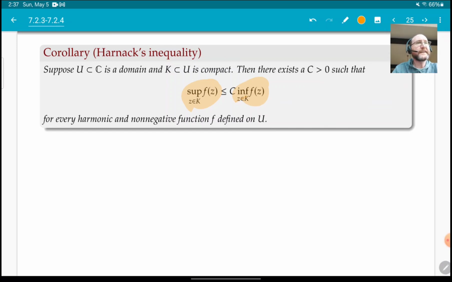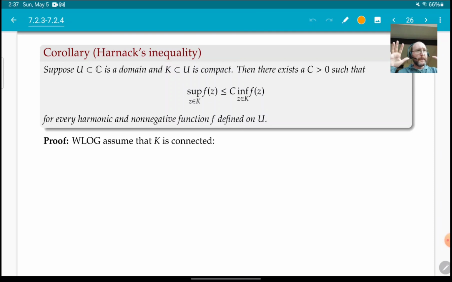So that's what the general Harnack inequality is. You know, the fact that this is a domain is important, because if it's not a domain, you can think about it. It's an exercise. Think about why this not being connected, and therefore K not necessarily being connected, is going to be a problem. But because U is connected, we can assume that K is connected.